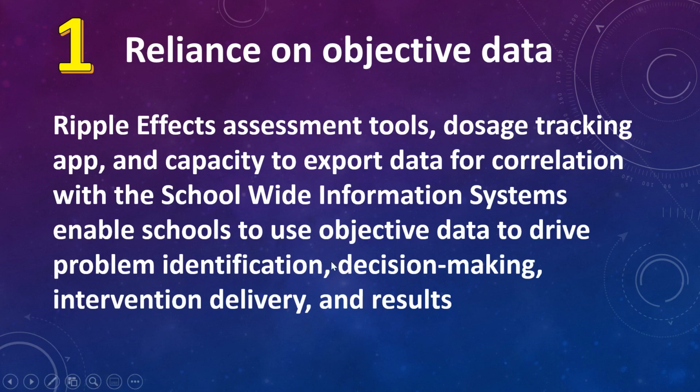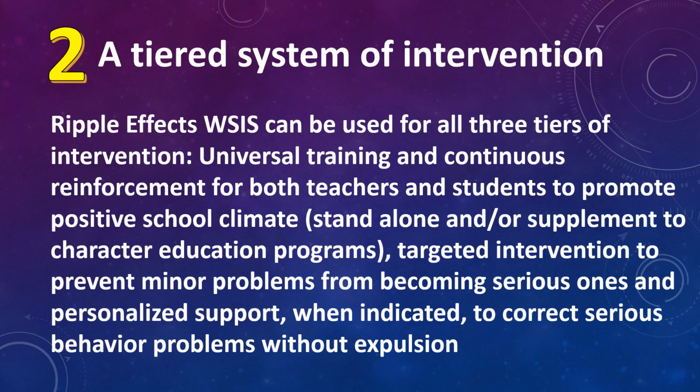The first is reliance on objective data: Ripple Effects assessment tools, a dosage tracking app, and the capacity to export data for correlation within the school-wide information system. It enables schools to use objective data to drive their problem identification, decision-making, and intervention delivery and results. What this means is that we can rely on the objective data, that it's not skewed and it's not biased.